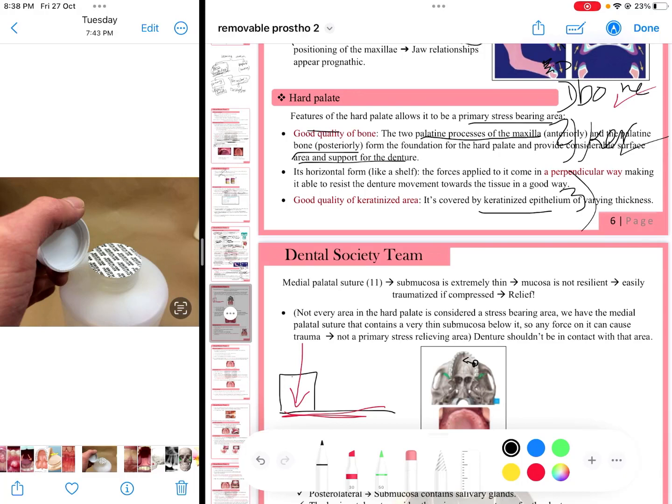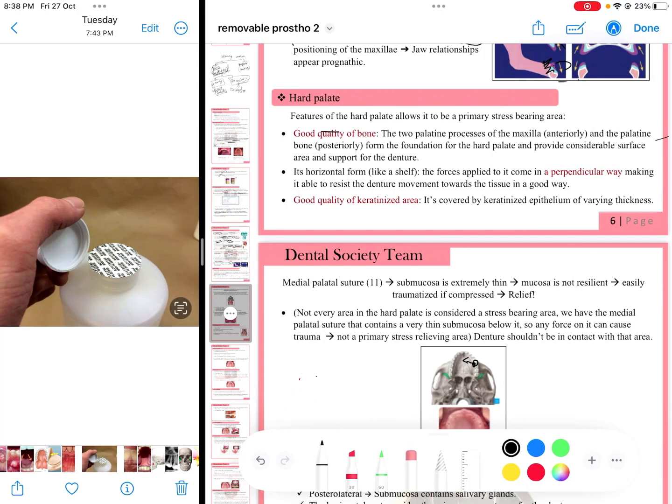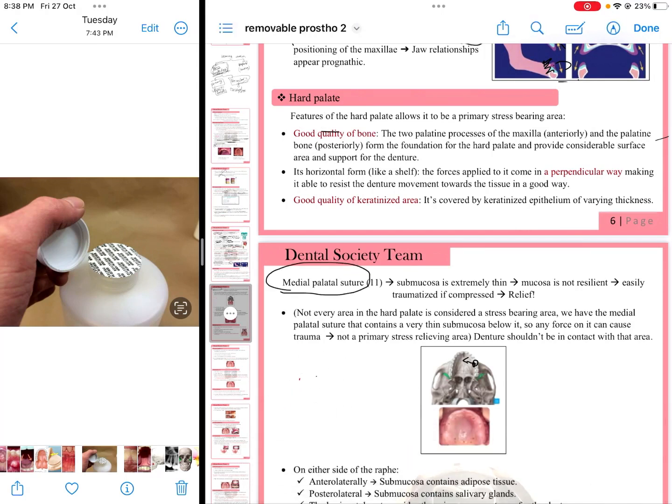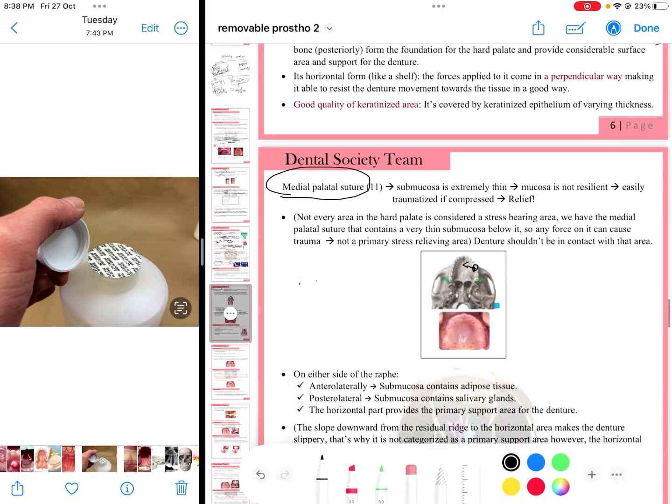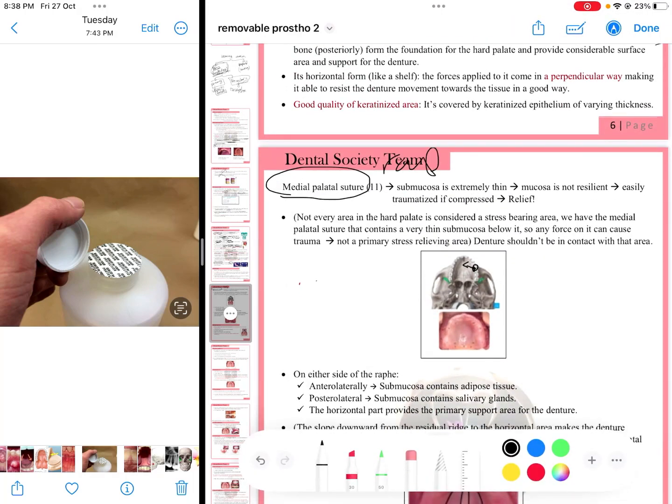We said that the thickness of the submucosa varies according to the place. For example, if we go to the median palatine suture, or the median palatine raphe, it's the same thing. The median palatine raphe is the line in the middle. So this is the median palatine raphe. The submucosa here is thin.